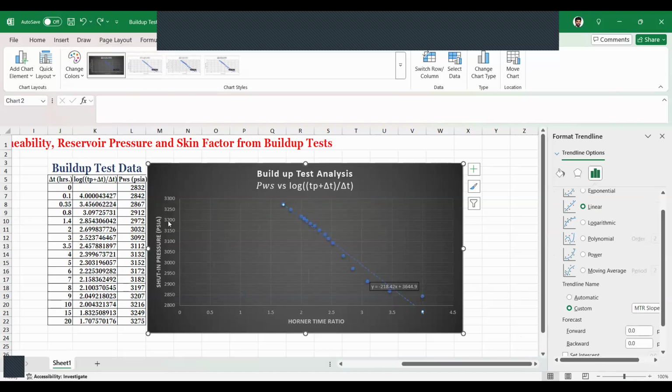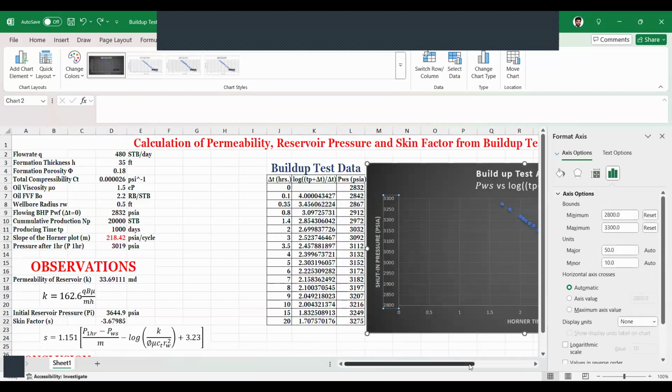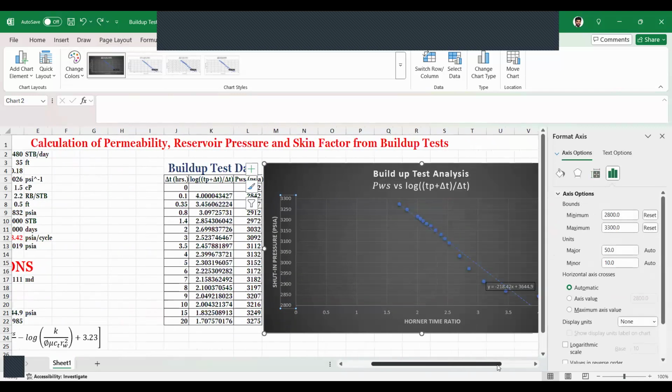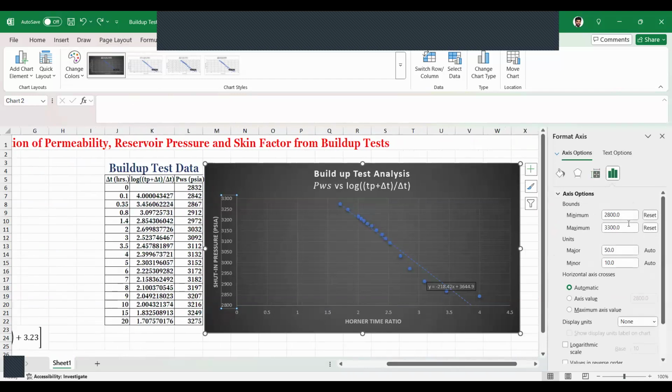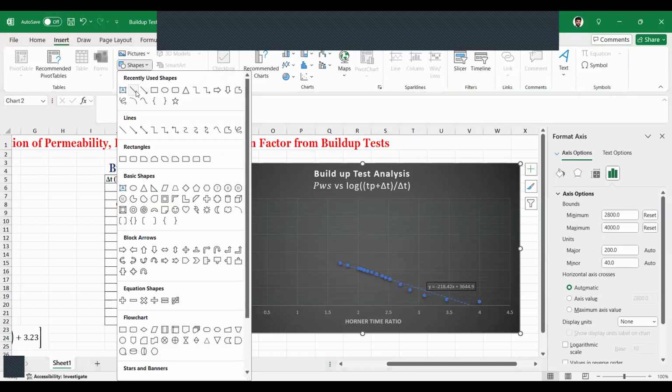Undo. Let's adjust this scale maybe to mimic the given initial PI. Let's see whether it is right or wrong. So I'm making it maybe 4000. Yeah. So if I just go and insert a straight line, let's see what we will get actually.